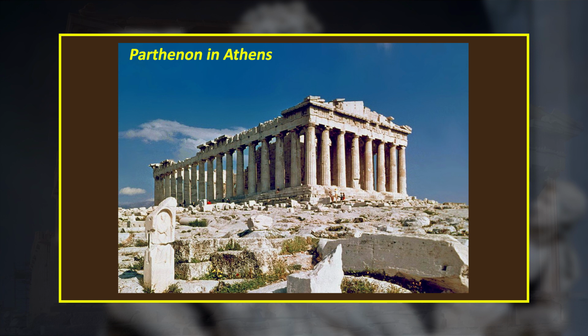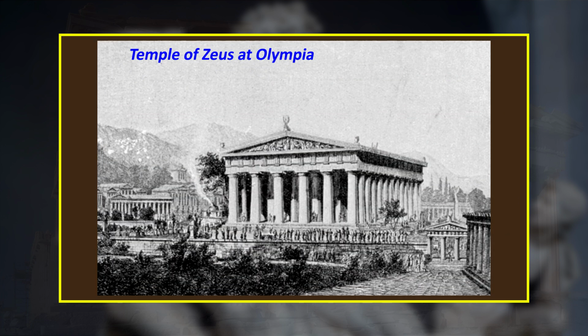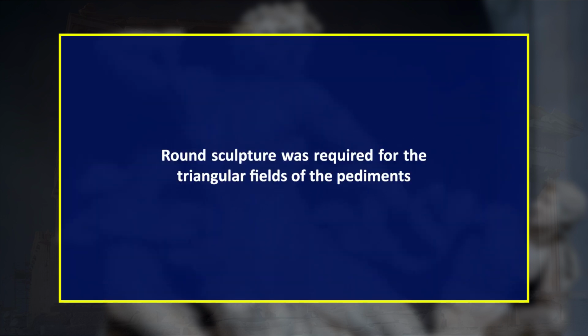During this period, statues and sculptures were used in various contexts. The ornate friezes on the great temples of the classical era, such as the Parthenon in Athens and the Temple of Zeus at Olympia, required relief sculpture. Additionally, round sculpture was required for the triangular fields of the pediments. The difficult aesthetic and technical challenges stimulated much in the way of sculpture innovation.